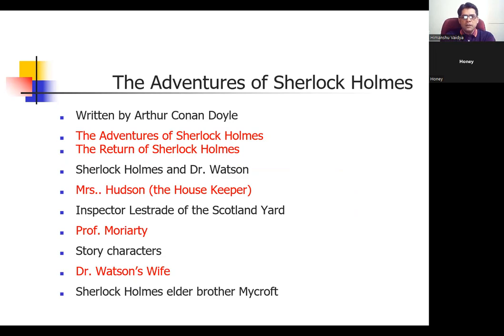So The Adventures of Sherlock Holmes was written by Arthur Conan Doyle, and he wrote it in two parts. First, you had stories called The Adventures of Sherlock Holmes, and towards the end of it, Sherlock Holmes dies while killing the biggest criminal in Europe. Both of them died together and the book came to an end.